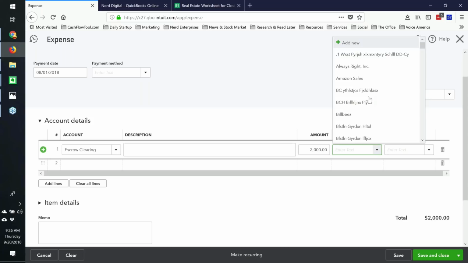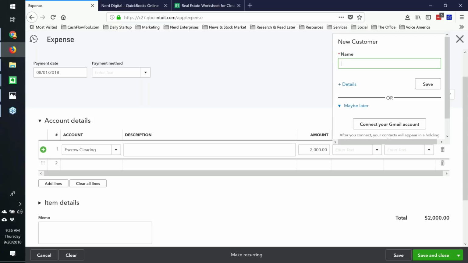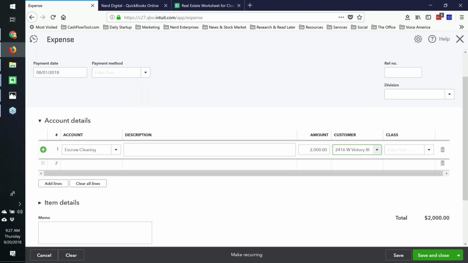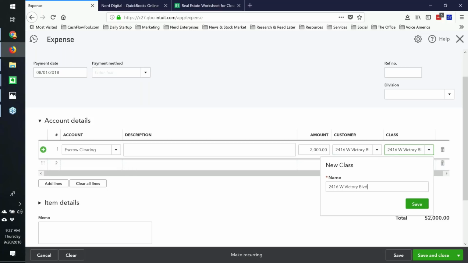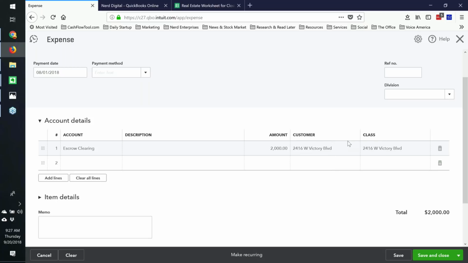So let's create both a customer and class for this property. I'm going to just quickly add a new customer. We're going to call this 2416 West Victory Boulevard. That's my company address. You can send me a postcard if you like. And because I'm a speed freak, instead of retyping it in the class, I'm just going to paste that in and add it, because I don't like to type if I can avoid it. So that was really quick and easy to add.